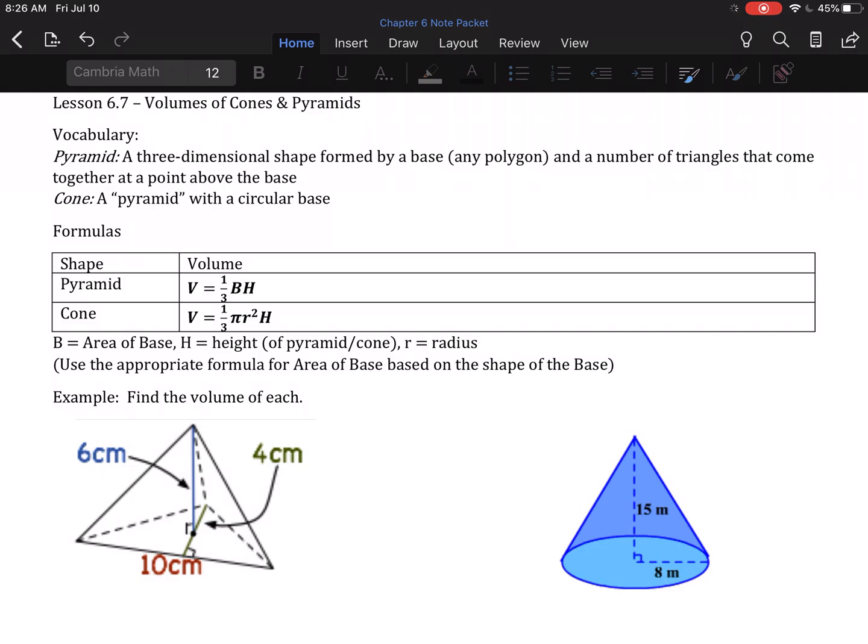So the only difference between the formulas for prisms and cylinders and pyramids and cones is that we tack a 1/3 on. So the volume of a pyramid is 1/3 of the area of the base times the height of the pyramid. And the volume of a cone is 1/3 times pi r squared h.